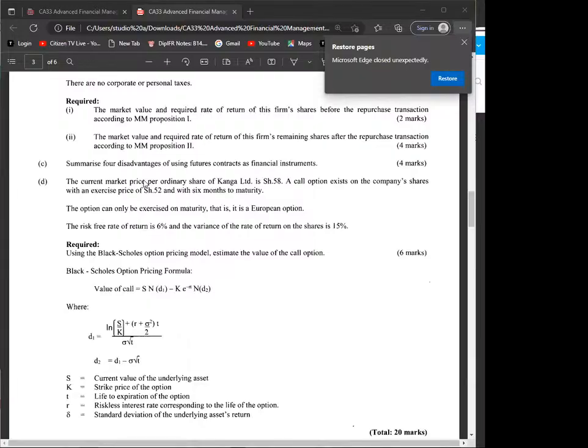How can they give you that kind of a leading answer? The risk-free rate of return is 6%, and the variance of the rate of return on the shares is 15%. Using Black-Scholes option pricing model, estimate the value of the call option for 6 marks. And then they gave us a formula there. Quite a nice examiner. An examiner will go to heaven, really, because they've given us the formula of D1, the formula of D2, and the value of a call option.